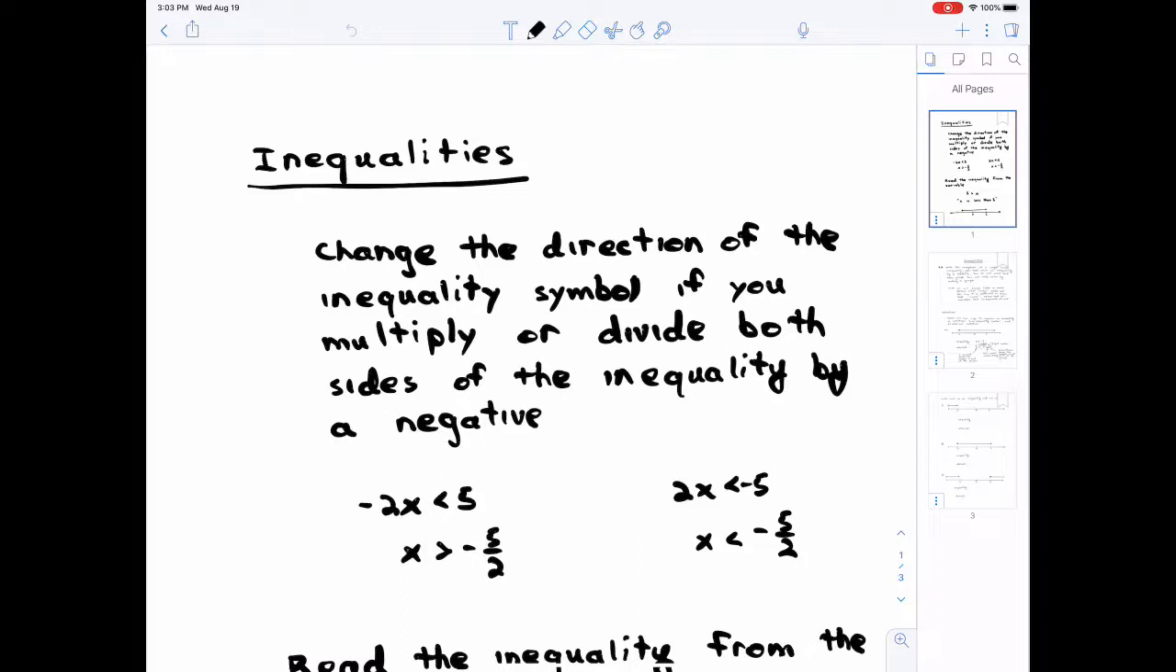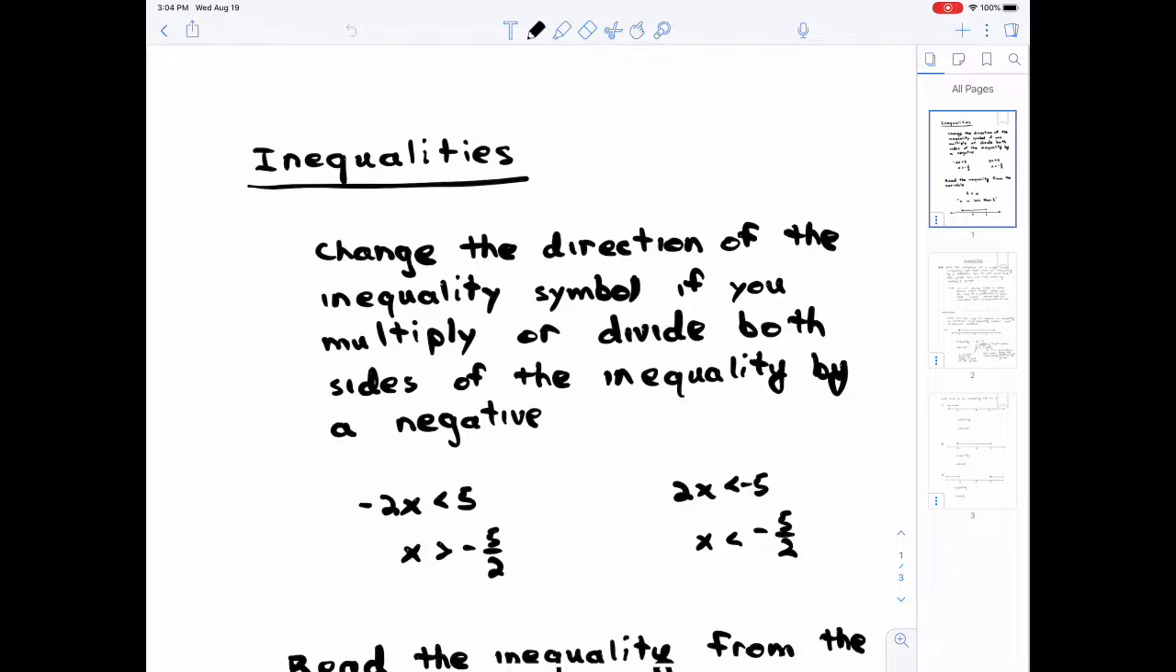And for the most part, solving an inequality is going to be the same thing as solving an equation. You get rid of fractions, and then you just solve the inequalities as if it was an equation, except for one big difference, and I assume you already know this: you change the direction of the inequality symbol if you multiply or divide both sides of the inequality by a negative.